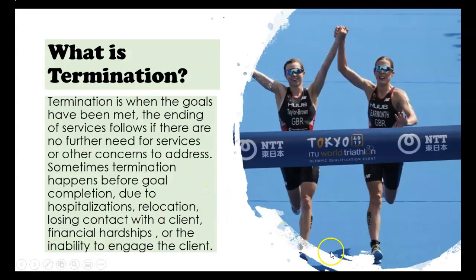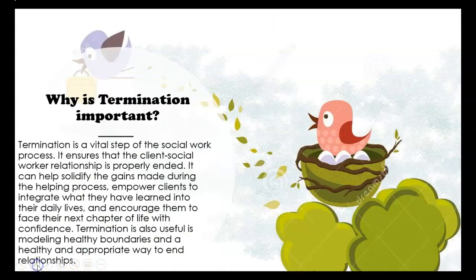For time, as this video is over an hour now, what is termination? Termination is when the goals have been met. The ending of service follows if there are no further needed services or other concerns to address. Sometimes termination happens before goal completion due to unforeseen issues such as hospitalizations, relocation, losing contact with the client, financial hardship, or the inability to engage the client.